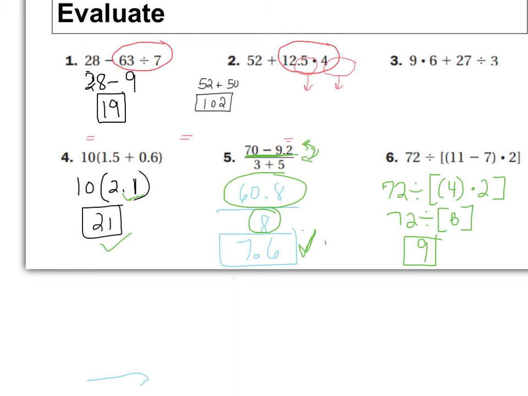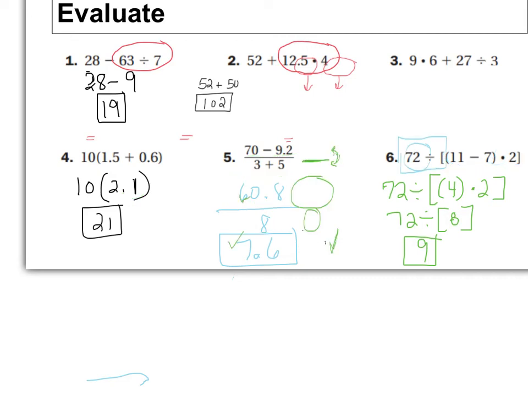In the next one, we have a few operations in here. First, I went ahead and took care of this grouping symbol that's inside of yet another grouping symbol. So inside grouping symbols, we also have to follow the order of operations. So I took care of 11 minus 7 first to get the 4. Notice how I kept my brackets, just to show that I wasn't quite finished with the bracket yet. Took the 4, multiplied it by 2.